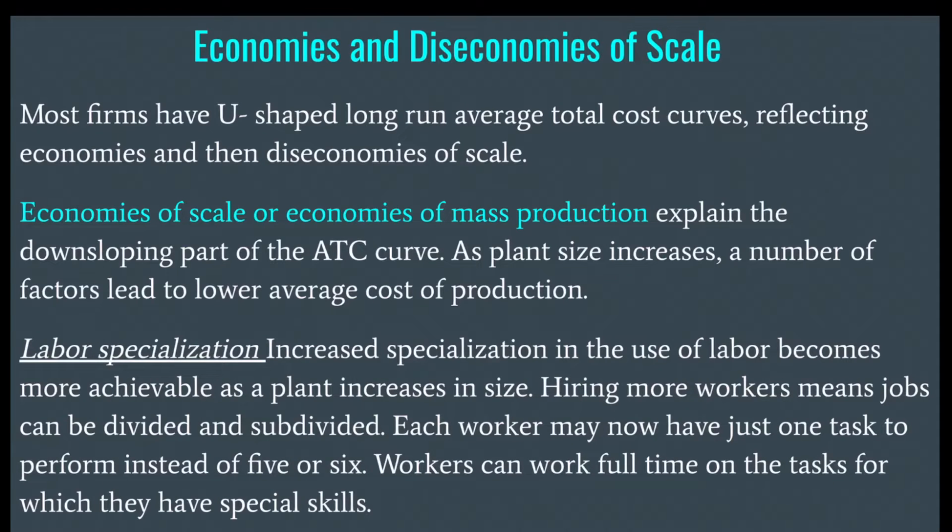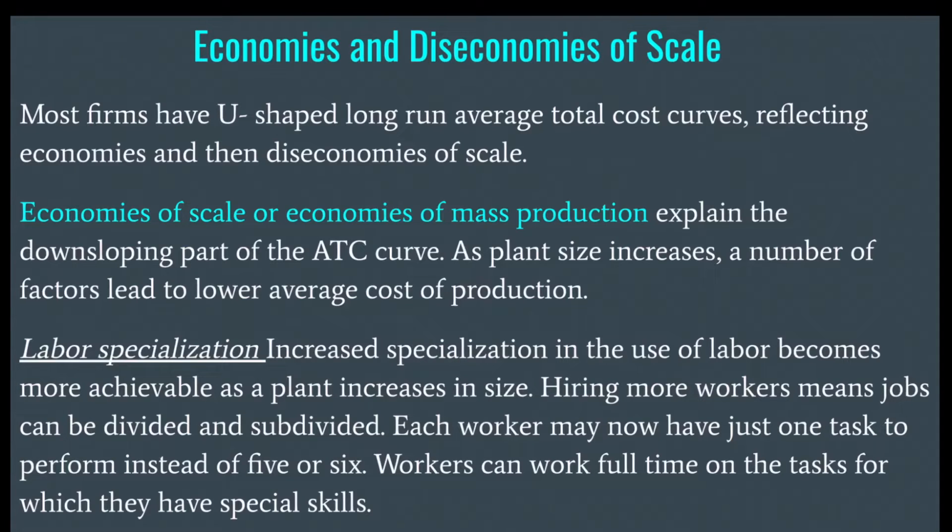Economies and diseconomies of scale. Most firms have U-shaped long-run average cost curves reflecting economies and then diseconomies of scale. Economies of scale, or economies of mass production, explain the downsloping part of the ATC curve. As plant size increases, a number of factors lead to lower average cost of production.